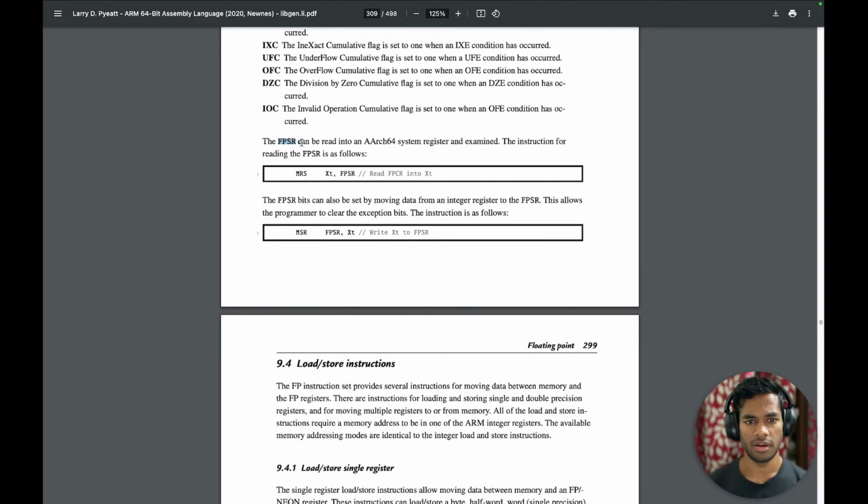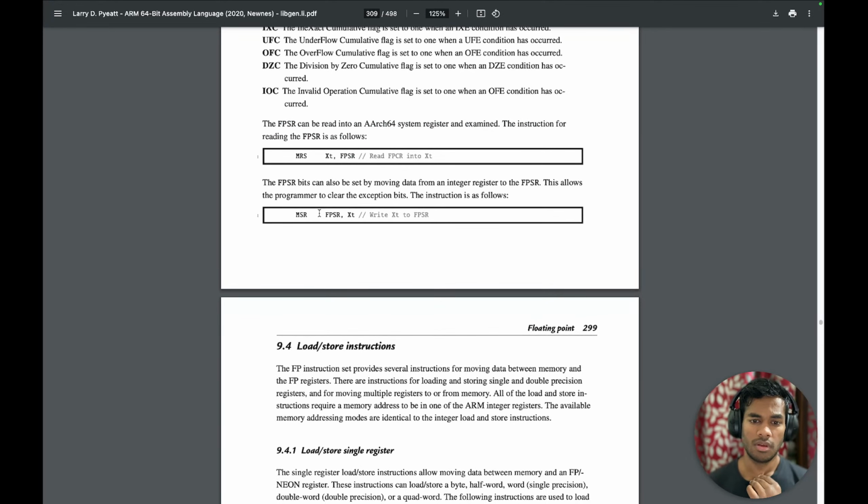The FPSR can be read into an AArch64 system register and examined. The instructions for reading the FPSR are as follows. FPSR bits can also be set by moving data from an integer register to FPSR. This allows the program to clear this exception. Why are you not telling us what these mean? MRS and MSR.